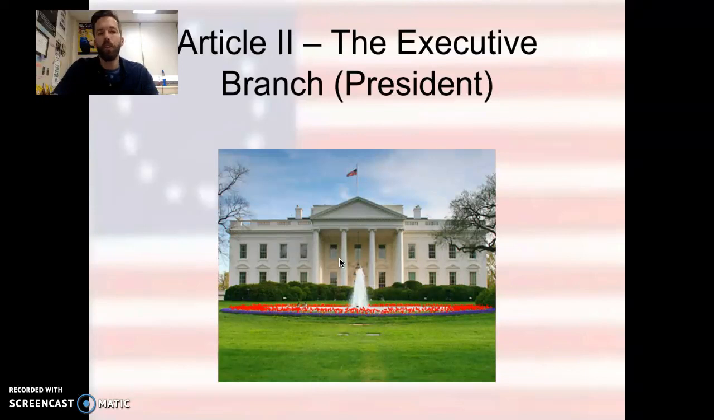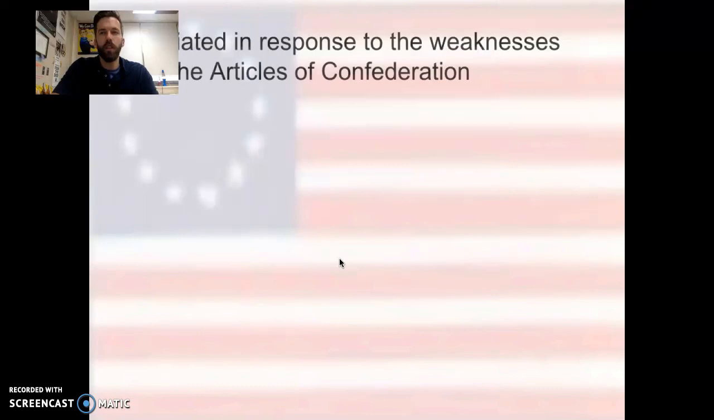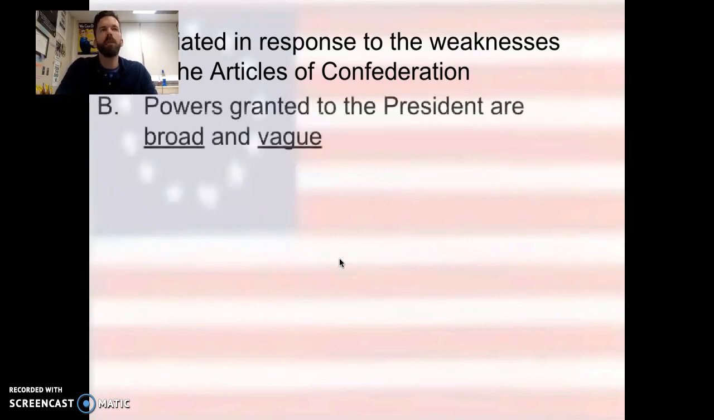Okay, Article 2 is going to set up the executive branch, and really, we saw the weaknesses with the Articles of Confederation. You couldn't get anything passed. You didn't have this strong figurehead to kind of unite the country. So this position of the president is created as a response to the issues of the Articles.